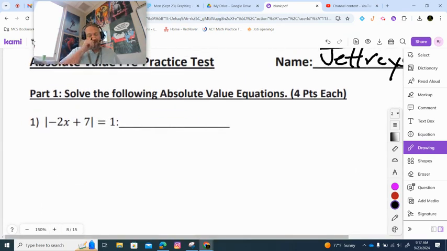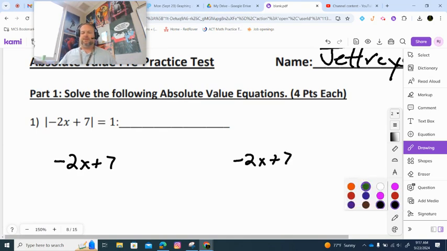Okay, part one. These are all the absolute value equations. These are 4 points each. Basically you get 2 points for each problem. So pulling the guts out. The original evil twin.